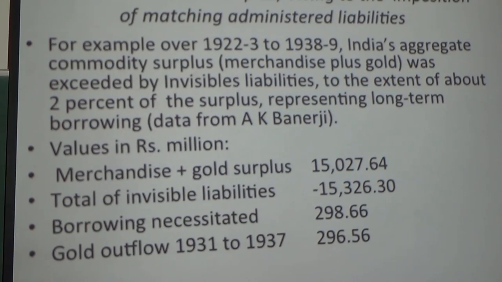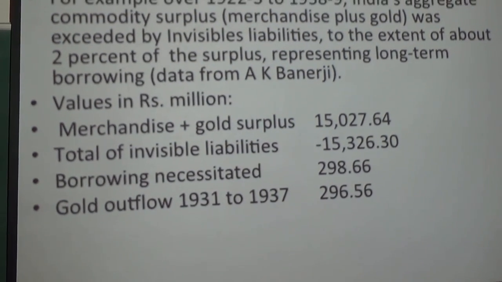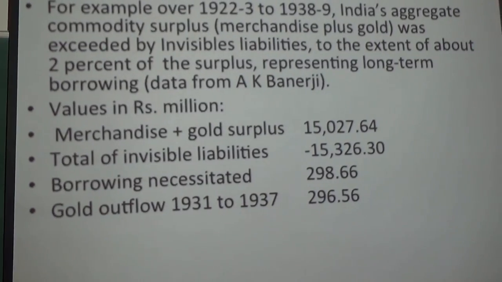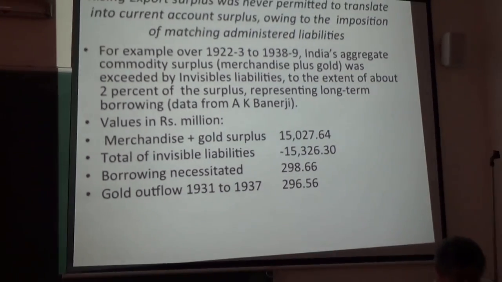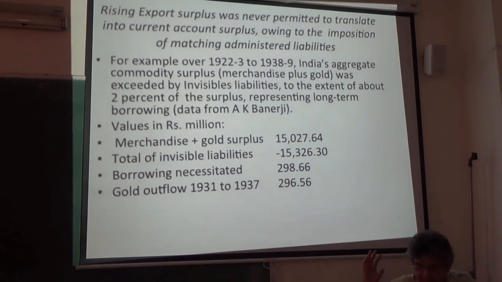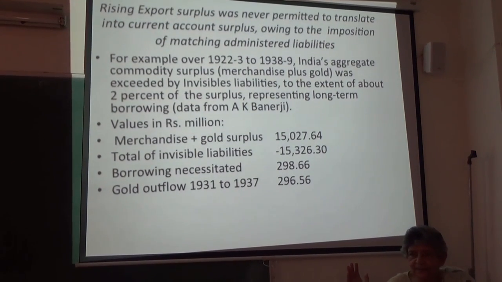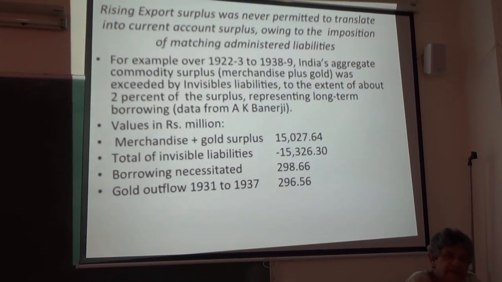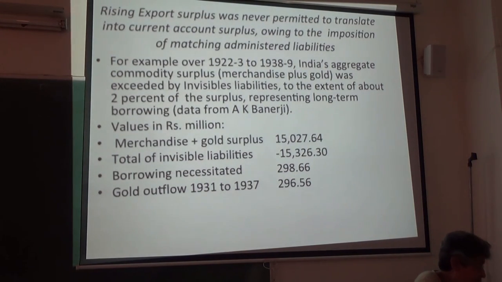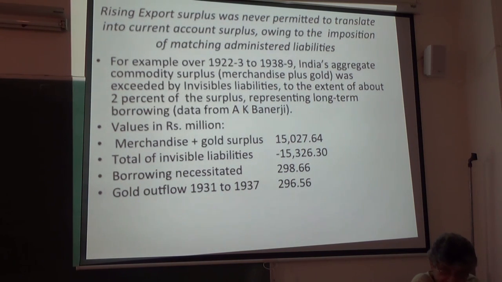Over the entire period, India's aggregate commodity surplus, merchandise plus gold, was almost equal to invisible liabilities. Now this is remarkable, it doesn't happen by accident. It would be a 1 in a million chance if it happened automatically. Alright? It was administratively determined. So you see the total of merchandise and gold surplus is some 1,500 crore rupees. The total of invisible liabilities is 1,500 crore rupees plus 32.6, say 33 crores.